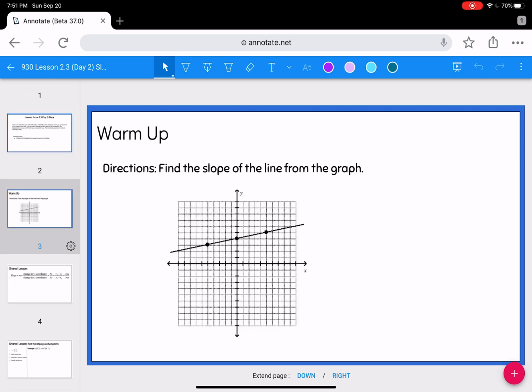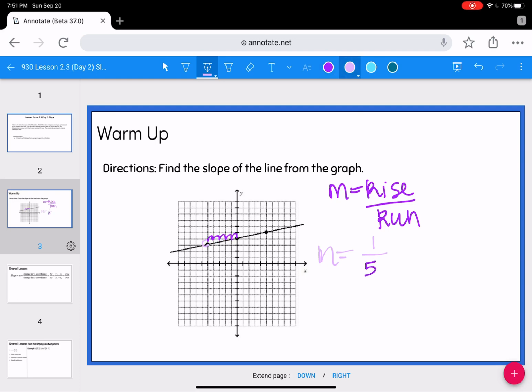So for our warm-up on slide 3, we're going to find the slope of the line from the graph. This is what we were doing yesterday, and we were using rise over run. So we're going to apply rise over run here. We'll always start at the bottommost point, and then we're going to rise, and here we're just going to rise 1, and then we are going to run here 1, 2, 3, 4, 5.